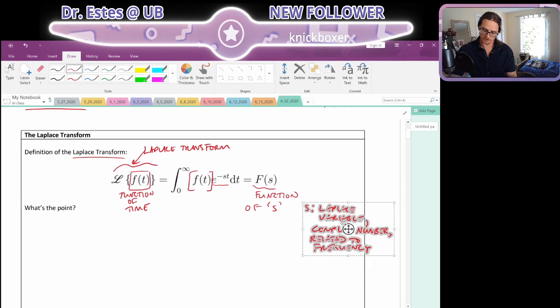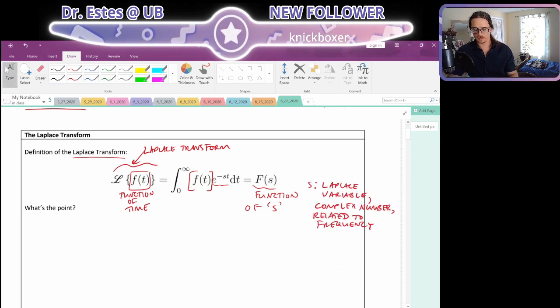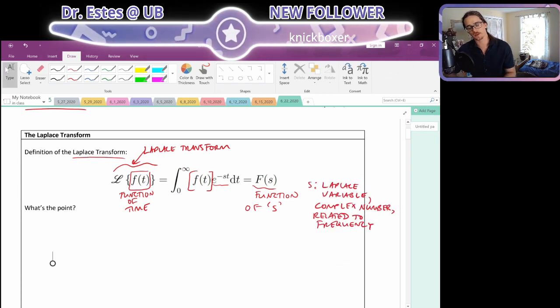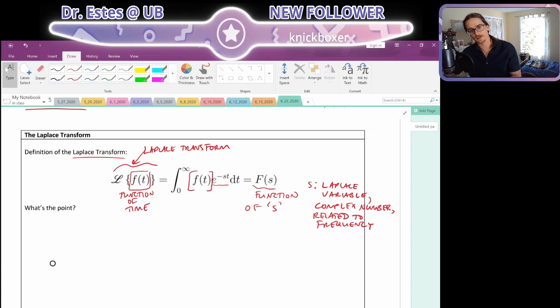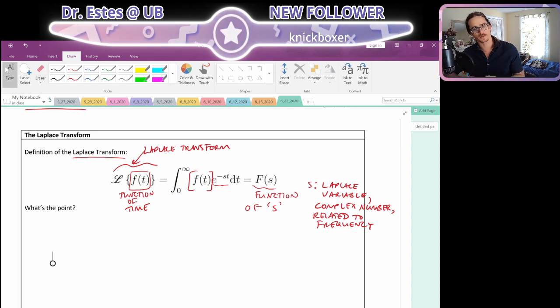I'll move this up a little bit. Sometimes when we take the Laplace transform of something, we say that we've taken this function from the time domain into the frequency domain. So it's more studying how something behaves, as far as dynamic systems go, when we provide different frequencies of input to the system. So, okay, what's the point?